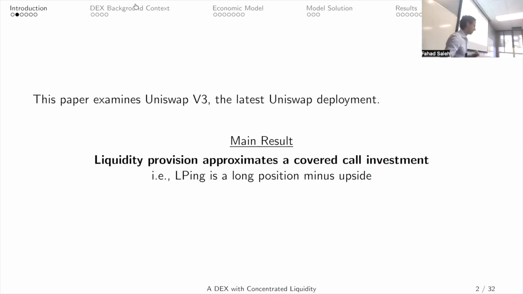To make that concrete, first of all, imagine, and I think this will be useful as a working example, one of the Ether versus USDC pools in Uniswap v3. If you go in and provide liquidity to this pool, what you're approximately doing is investing in a covered call strategy of ETH against, let's call it, a numeraire of USDC.